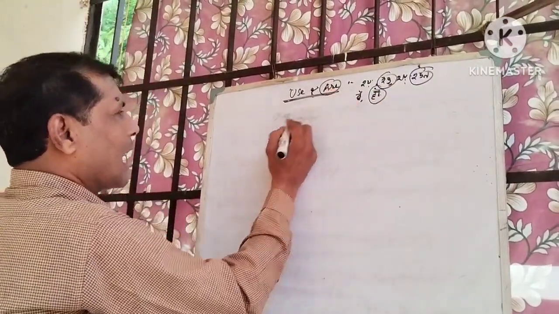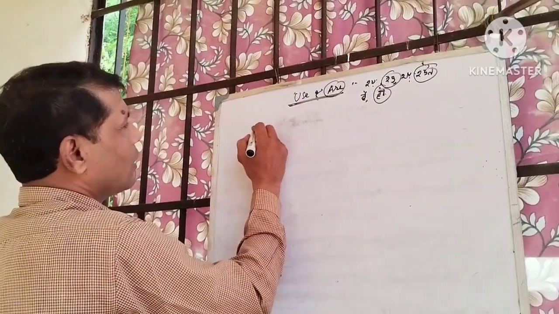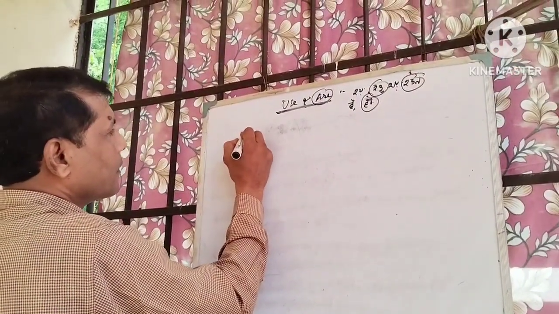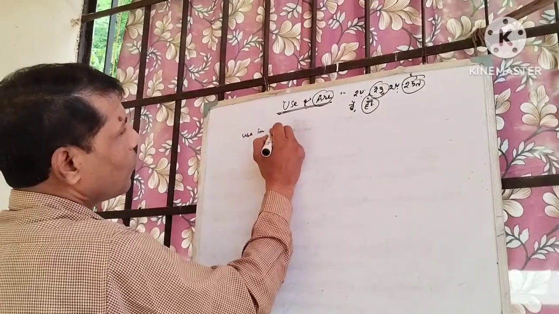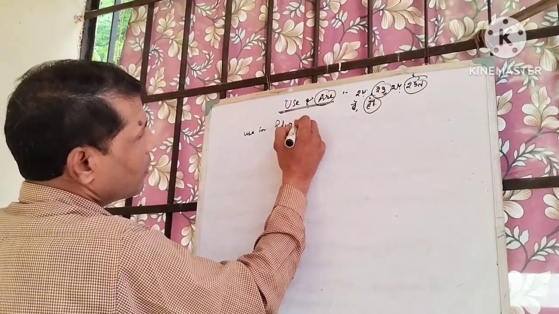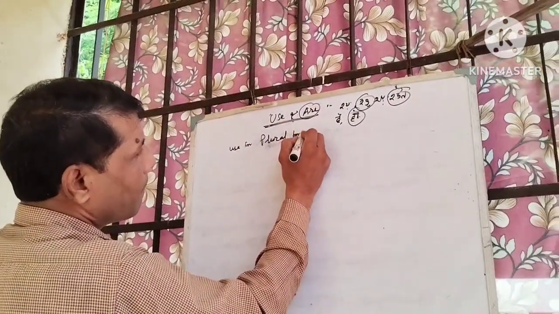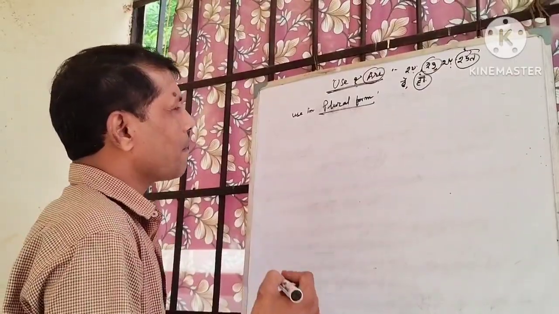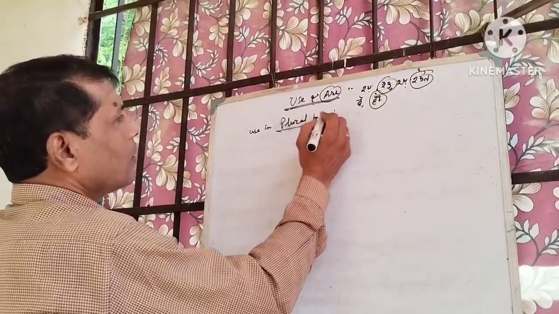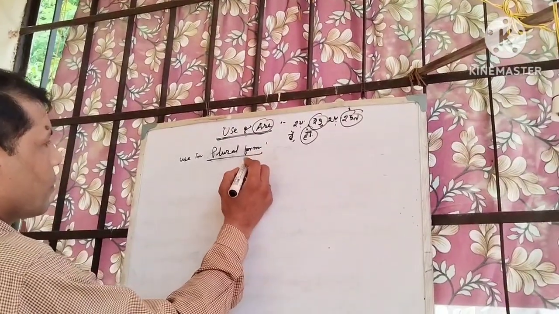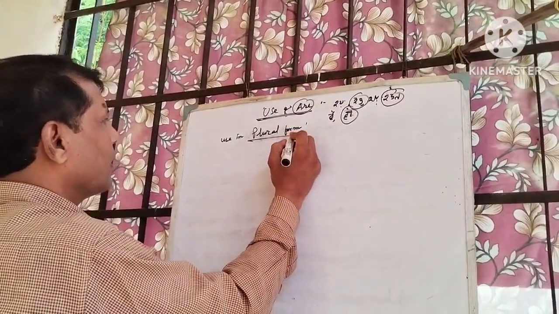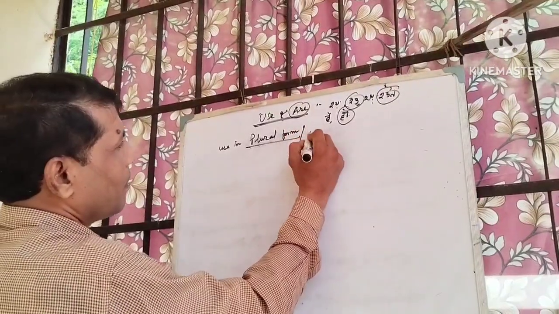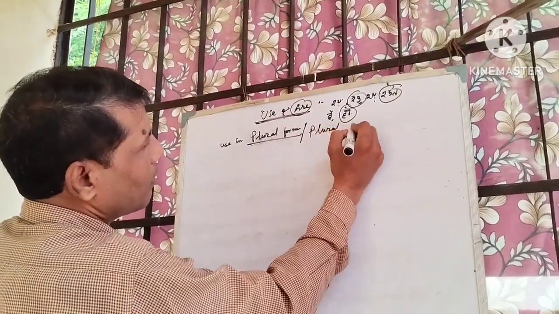This is for are. Are means plural form. Are is used for plural form, for plural number, with plural pronouns or plural numbers.